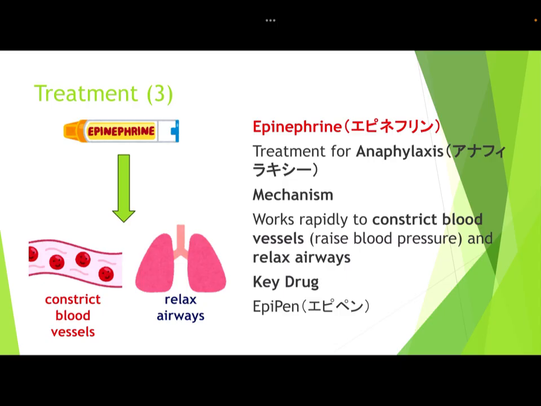Finally, for the most critical situations, we have the treatment for anaphylaxis, epinephrine. It works rapidly to constrict blood vessels, raising blood pressure, and relax the airways. The standard device for this is the EpiPen.